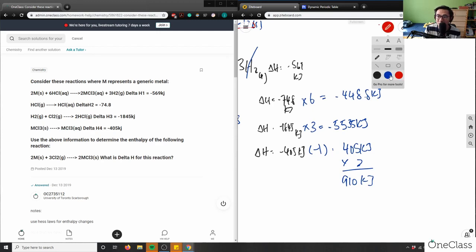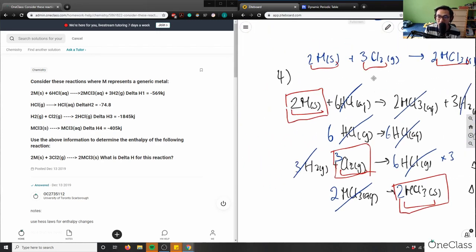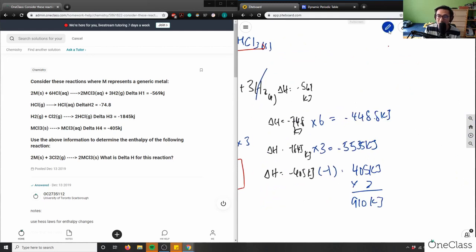I have all these changed enthalpies here. For the first reaction, I didn't do anything, so this here is still negative 569 kilojoules. What I'm going to do is add up all the enthalpies here. Again, I'm going to erase this. This is simply just 910 kilojoules, and I multiply this by 2 here.